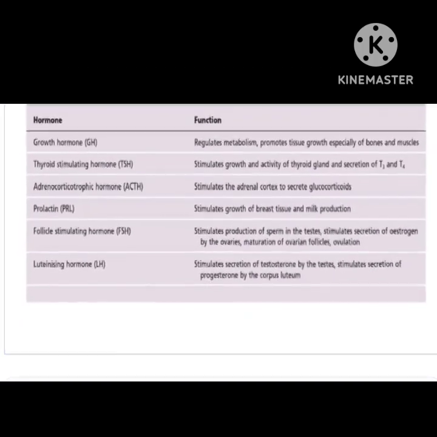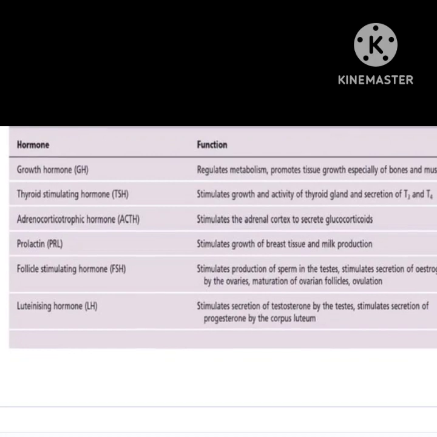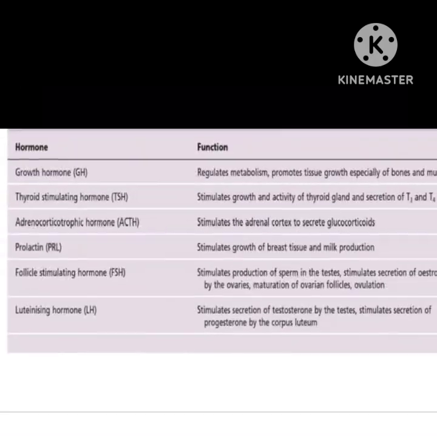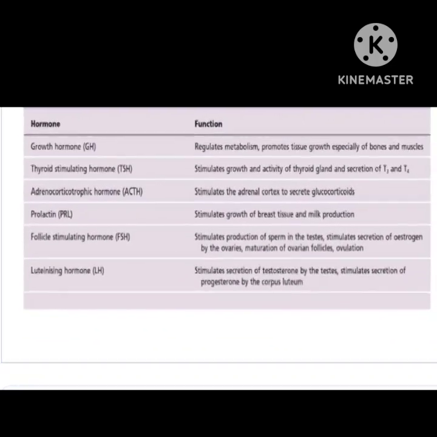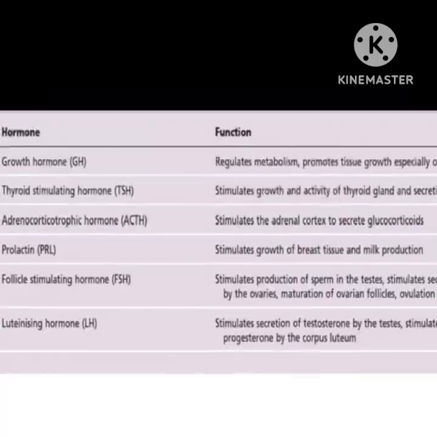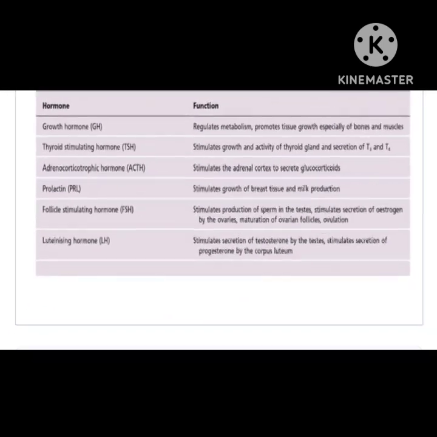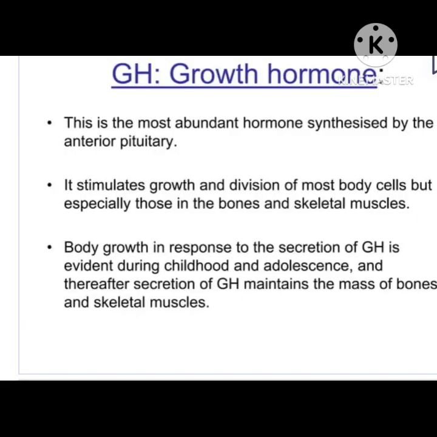So you can see here the different hormones and their functions, like growth hormone regulates metabolism, thyroid stimulating hormone stimulates growth and activity of the thyroid gland. So these are the different functions of different types of glands.